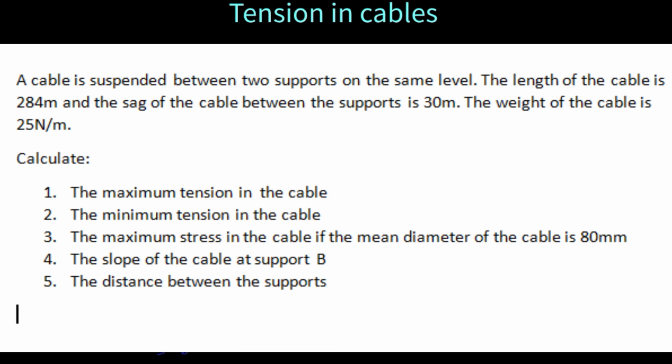And then the questions they say. Number 1, calculate the maximum tension in the cable. Number 2, calculate the minimum tension in the cable. Number 3, calculate the maximum stress in the cable if the mean diameter of the cable is 80 millimeters. Number 4, calculate the slope of the cable at support B. And then the last question, they say calculate the distance between the supports.